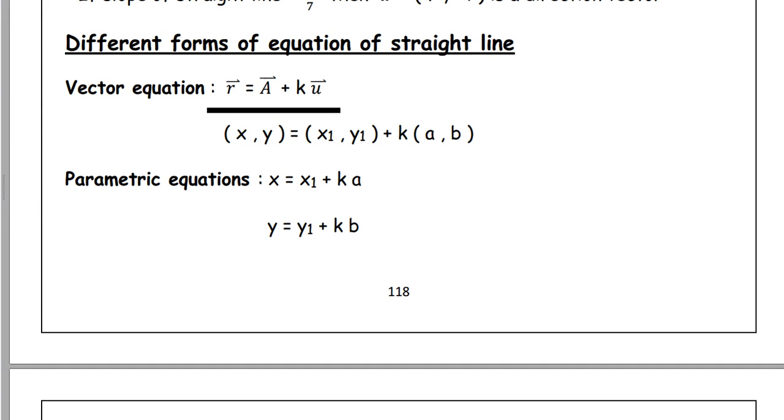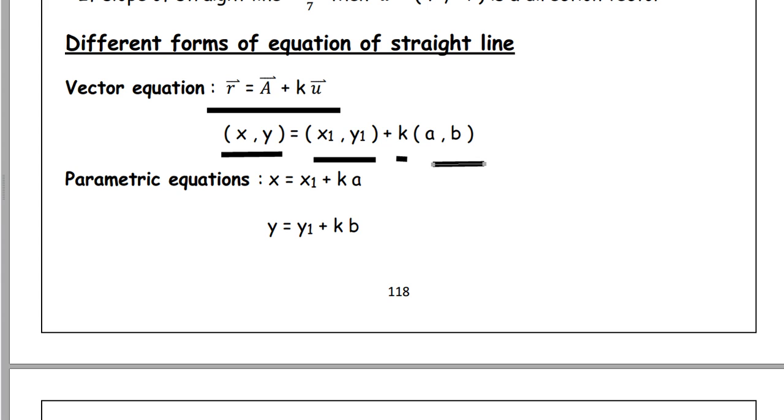We'll continue the previous lesson: different forms of equation of the straight line. The vector equation is r equals a plus ku. So r is x and y, a is x1 and y1, and k is a constant, and u is a, b.